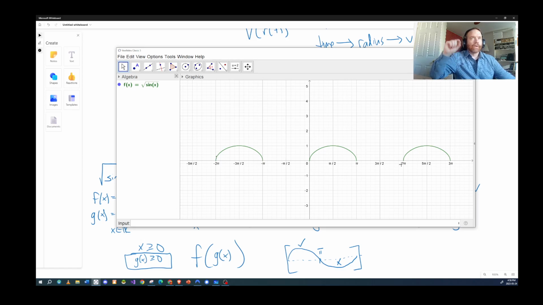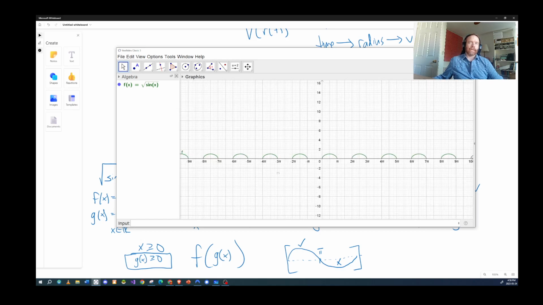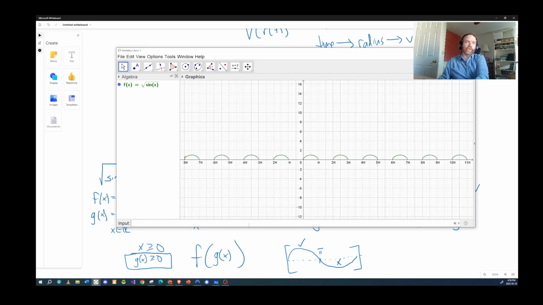In fact, root x is supposed to restrict us for any negative number, but you can see there's all kinds of negative numbers that work in this function, even though the original parent function of square root x doesn't exist over there. Because remember, x is not going into square root. Sine x is going into square root. And wherever sine x is positive, this will exist. Wherever it's negative, it will not exist.